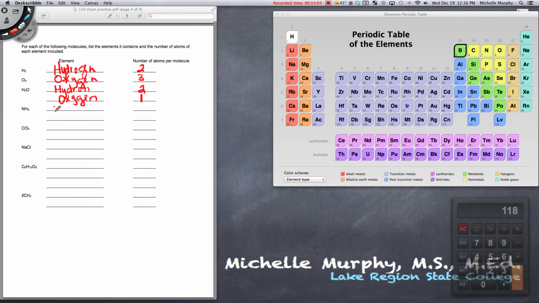This molecule, ammonia, is a nitrogen. There's no number after it. This number does not distribute to nitrogen. It stays with its element. So there's only 1 nitrogen. Hydrogen has 3. Carbon dioxide, we have 1 carbon. There's no number after it, so it's a 1. And oxygen, 2. Dioxide means 2.